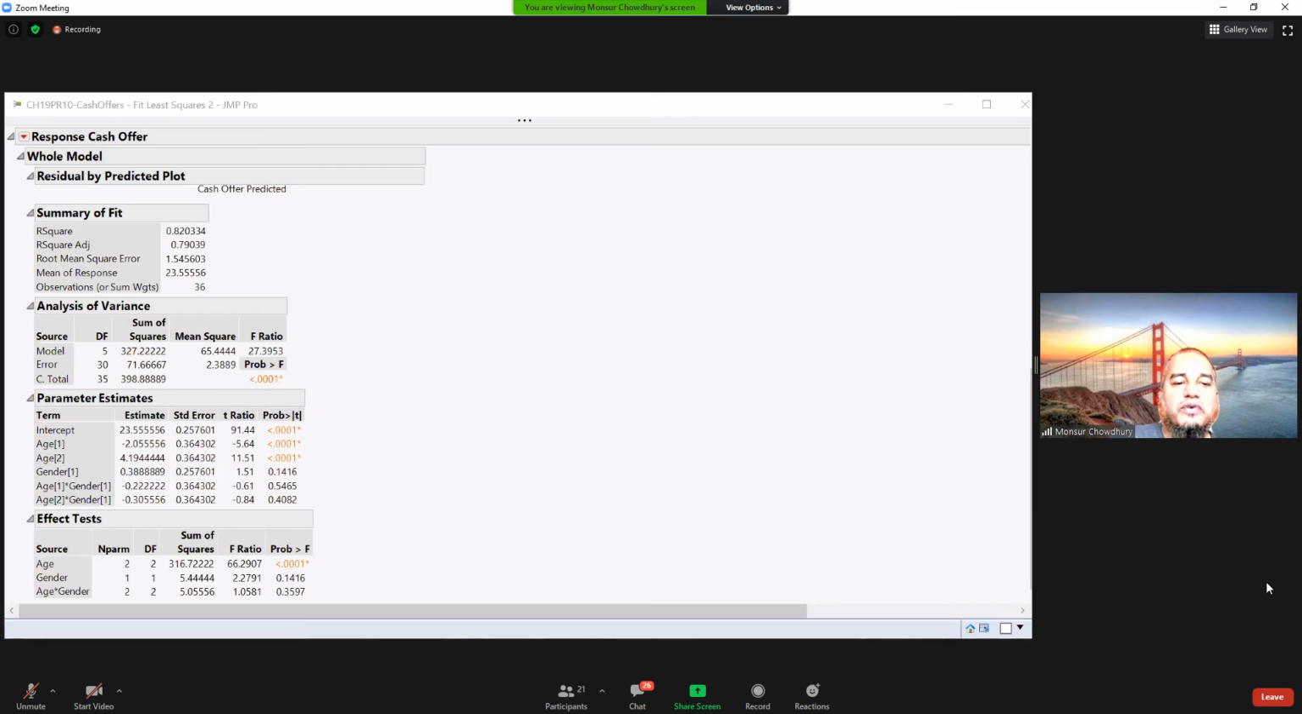Now, we look at the effects. The effect test, because we are looking for whether the main effect is significant or not, and whether the interaction effect is significant or not. Based on this, what can we see here? Age is the only significant predictor. Gender and the interaction effect are not significant. If you look at the p-value here, they are highly insignificant.